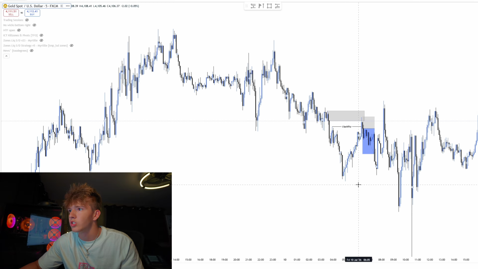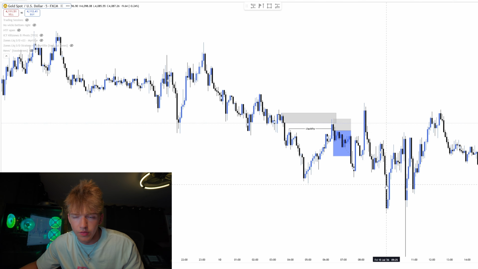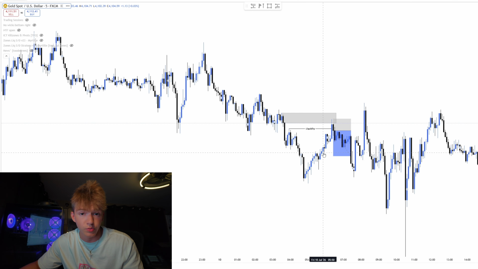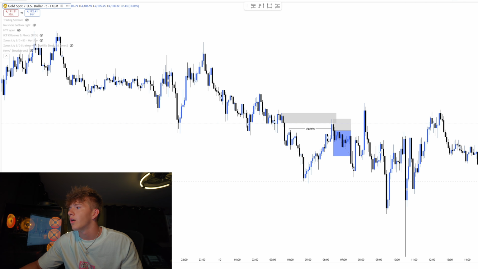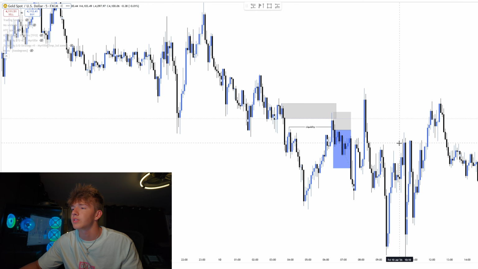If not, totally chill. But let me know if you guys caught this trade as well, or if you did skip this trade, and why. Definitely curious on everyone's input there.